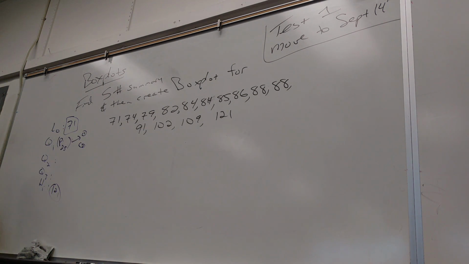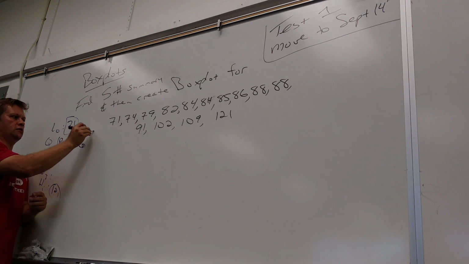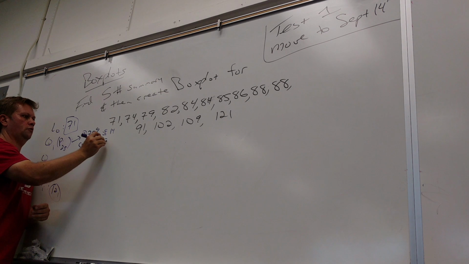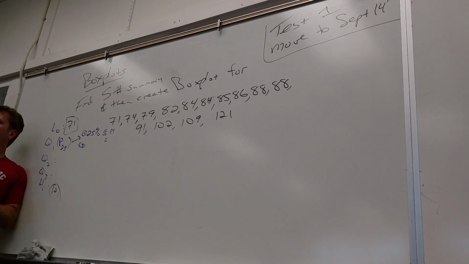25% and 14. Good. So the first step is where is the answer? The second step is go get the answer. All right. So what's 25% of 14? Because there's 14 data points. What does that equal? 3.5.